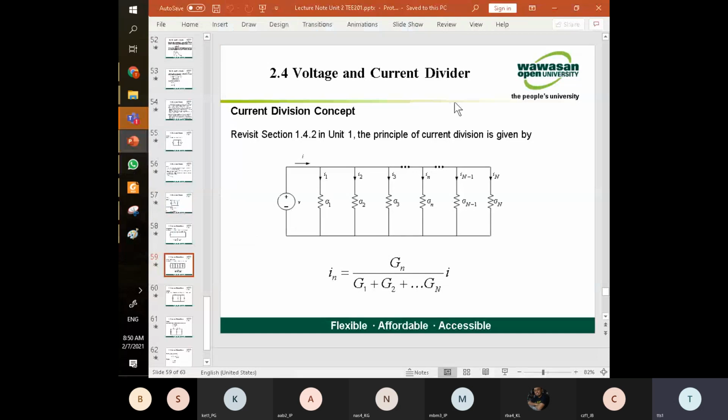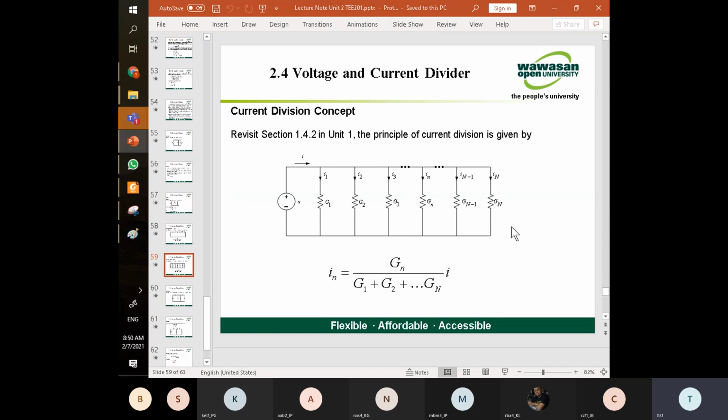Sometimes we don't just purposely try to divide the current. Sometimes we divide the current because the circuit already has some internal resistance, and then the current will be divided by a certain ratio based on the resistance here. You can see the current output for this I_N here. For this I_N, you need to take this resistance G over all the resistance here, then multiply by the main current.